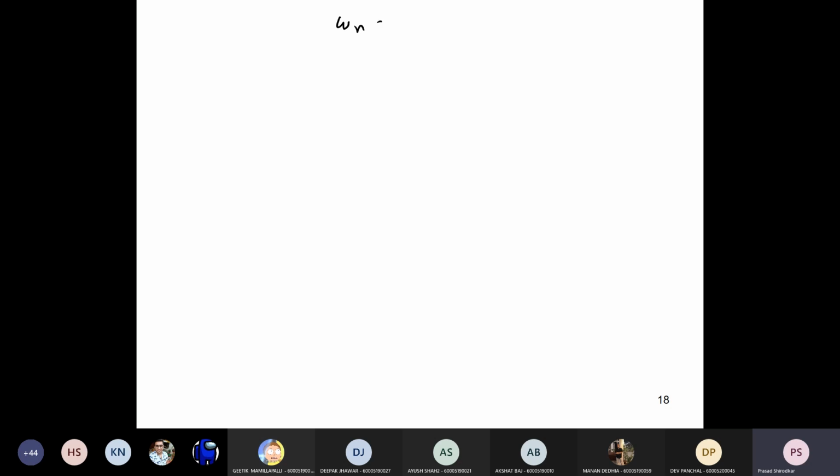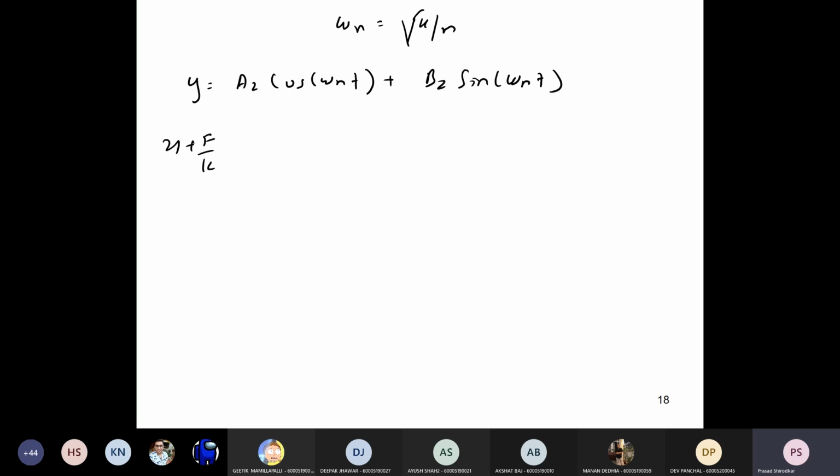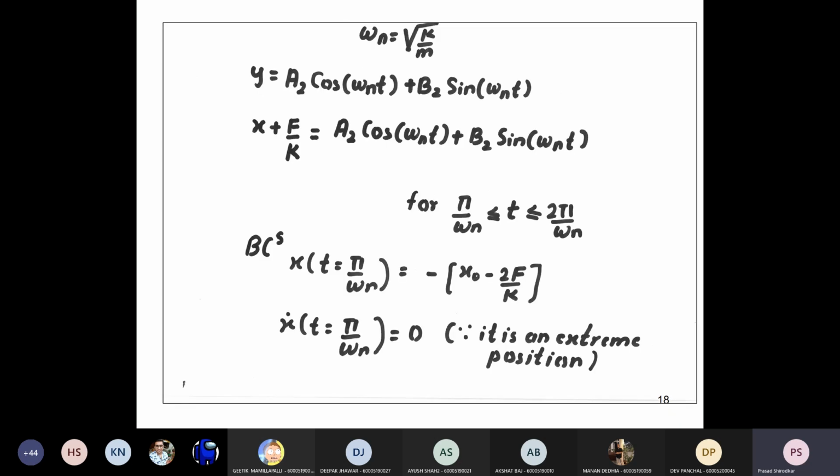So omega n is the root of k by m, and y is equal to a2 cos omega nt plus b2 sine omega nt. Okay, the constants have to be changed. So x plus f by k is equal to a2 cos omega nt plus b2 sine omega nt. Okay, so for pi by omega n, t is equal to pi by omega n. So substitute the two boundary conditions.